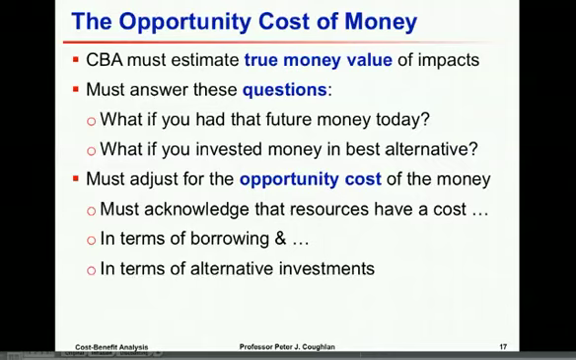Well, in this case, the best alternative for that money might be consumption now, buy the TV now, or it might be investment, to raise what you can consume later, right? And so when we think about the true money value of impacts, we've got to think in terms of opportunity cost of money, right? The idea is that resources have a cost in terms of borrowing and in terms of the alternative investments for which they could be used.